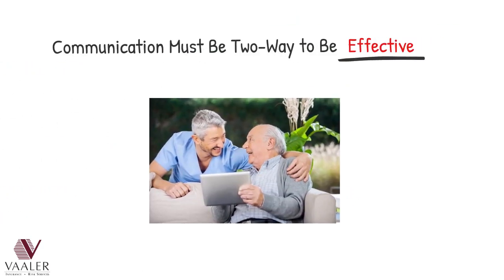Communication must be two-way to be effective. Good communication ensures that the recipient has received the intended message from the sender. We all know, however, that what a sender sends in communication is not always what a receiver receives. Age, communication barriers like vision, hearing, language, lack of attention, and distractions can all impact the effectiveness of communication.